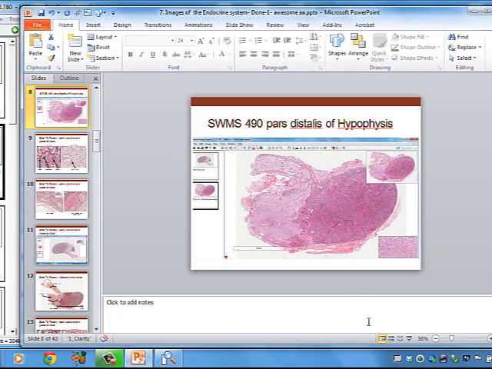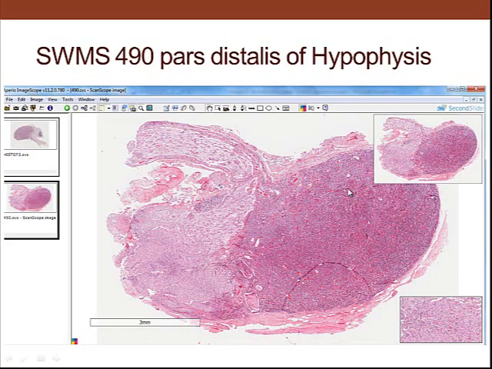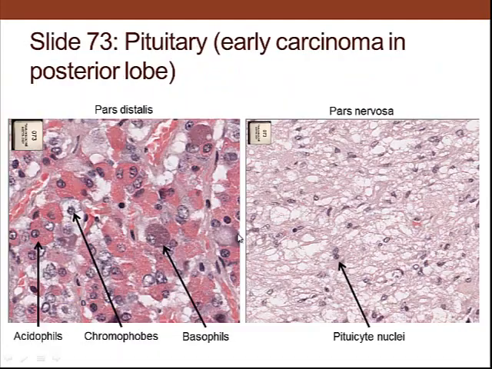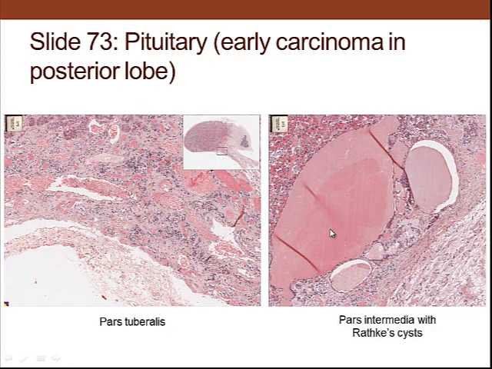So you have the two different regions. You have the pars distalis, pars intermedia, and the pars nervosa in through the infundibulum stalk, with the pars temporalis located in through there. So if we look at the pituitary, we can see the basophils, the chromophobes, which don't take up a stain, and the acidophils. Over here you see the pituitary nuclei, and you can see some herring bodies in a couple of places.